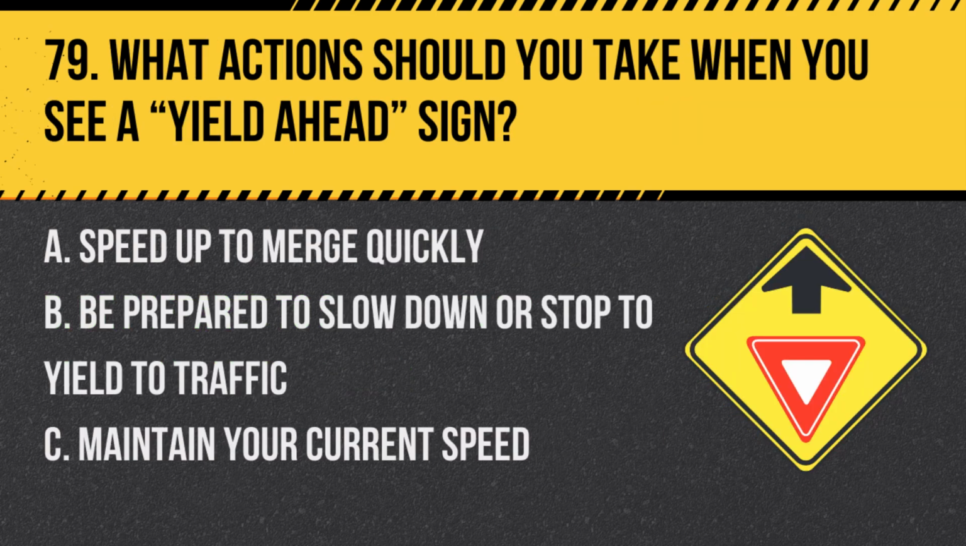Question 79. What actions should you take when you see a yield ahead sign? A. Speed up to merge quickly. B. Be prepared to slow down or stop to yield to traffic. C. Maintain your current speed. Answer B. Be prepared to slow down or stop to yield to traffic. A yield ahead sign indicates that you should be ready to slow down or stop in order to yield.